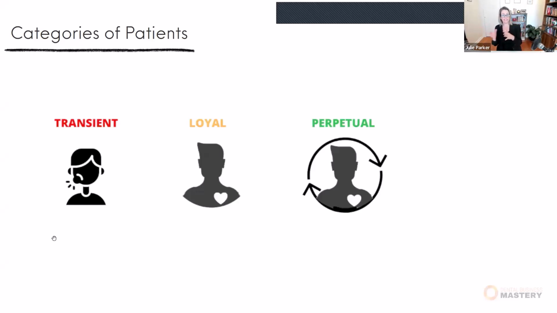The perpetual patients are just like the loyals, but they do come every 6 months for those appointment times. Very easy to categorize these patients and find them in your database.